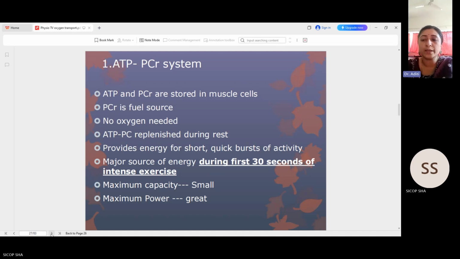It is a major energy source during the first 30 seconds of intense exercise. Because it is anaerobic, it will not be able to sustain for a long time, but it will yield high power. It is the main source of energy during the first 30 seconds of intense exercise. Next slide.